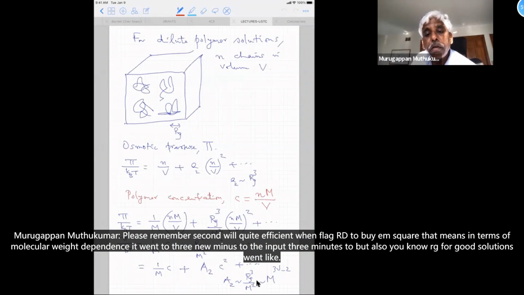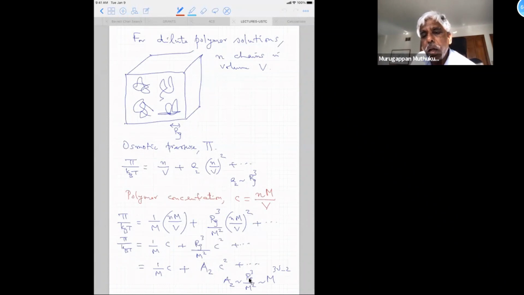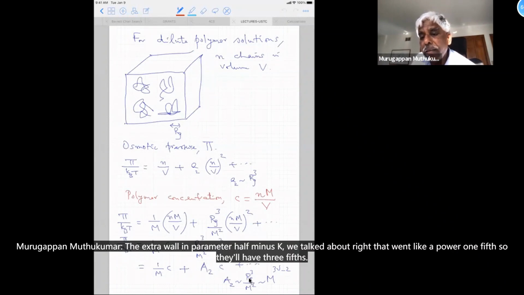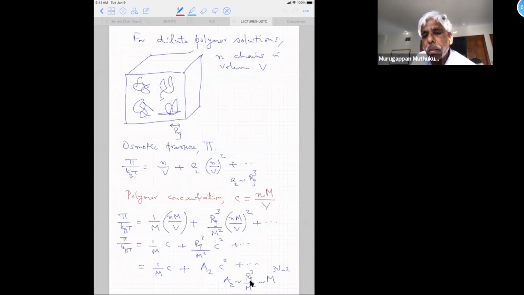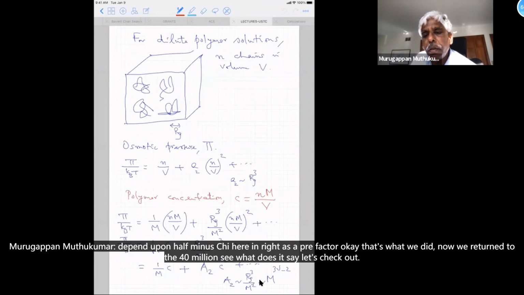That means in terms of molecular weight dependence, it went like M to the power 3 nu minus 2. But also, RG for good solutions went like the excluded volume parameter, half minus chi, which we talked about, to the power 1/5. So we'll have 3/5 RG cubed. A2 will also depend upon half minus chi as a prefactor. Okay, that's what we did.